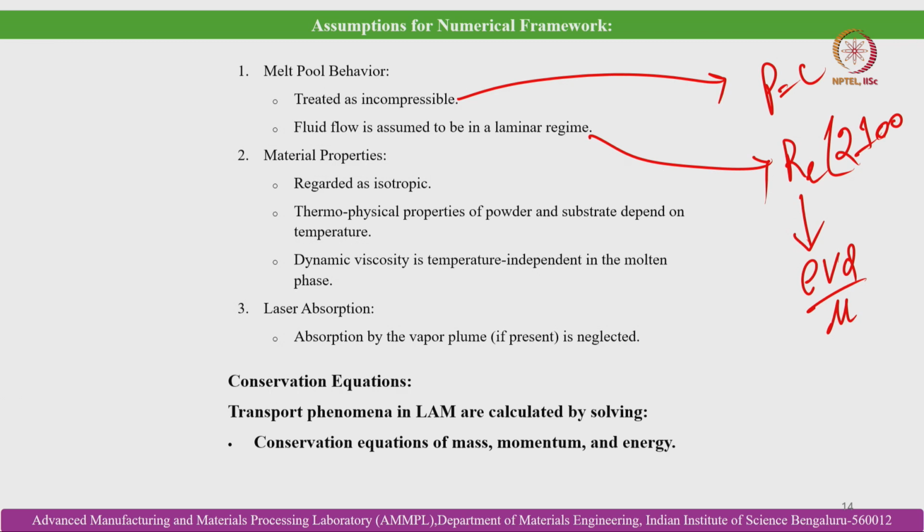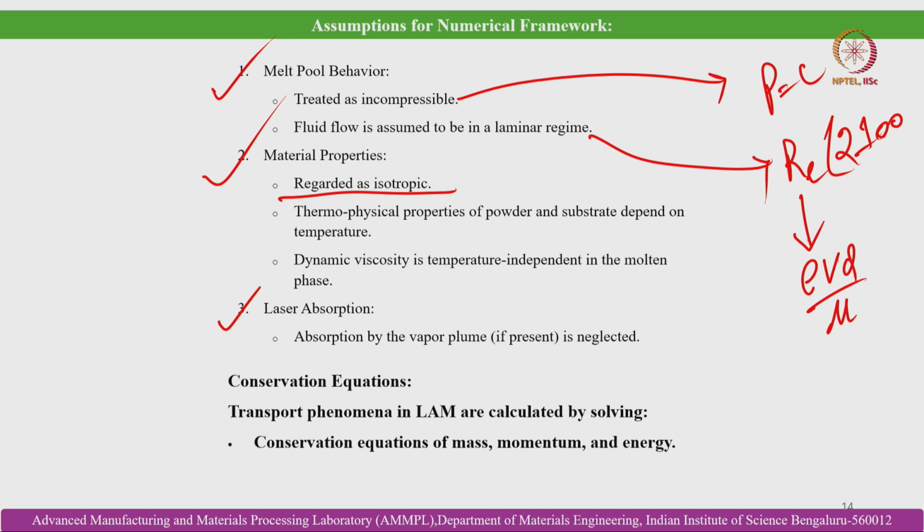And then number 2 is the material properties. The material is regarded as isotropic, and thermophysical properties of powder and substrate depend on the temperature, and dynamic viscosity is temperature independent in the molten metal. Okay. These are the considerations in the material aspect, and number 3 is laser absorption. Absorption by the vapor plume, if present, is neglected.